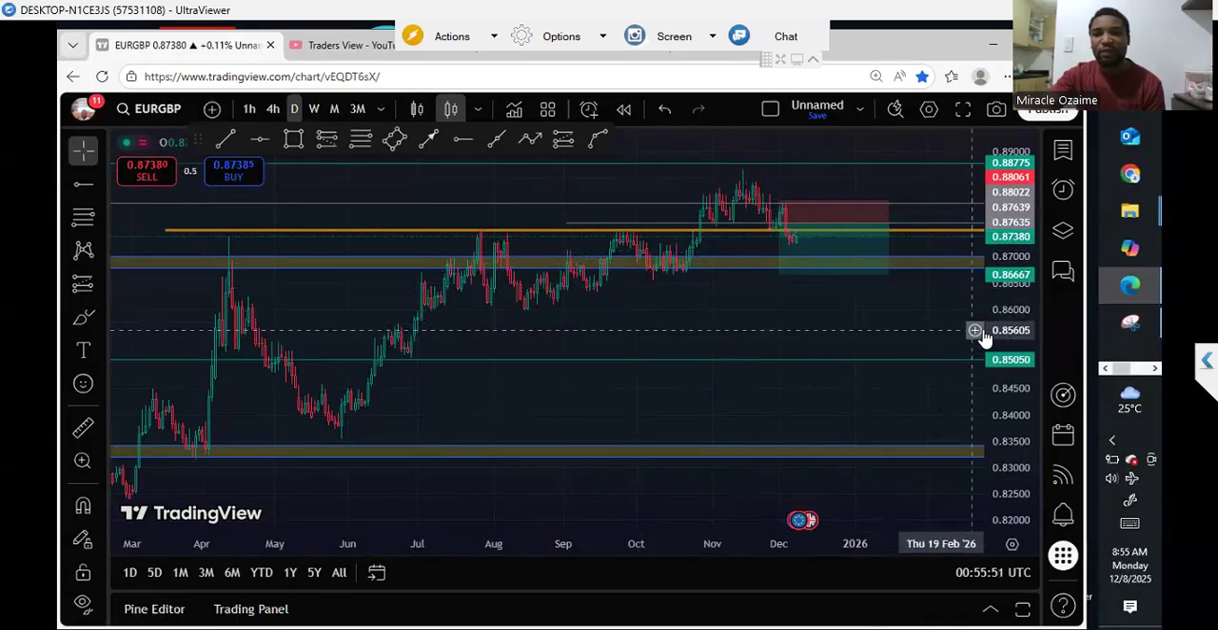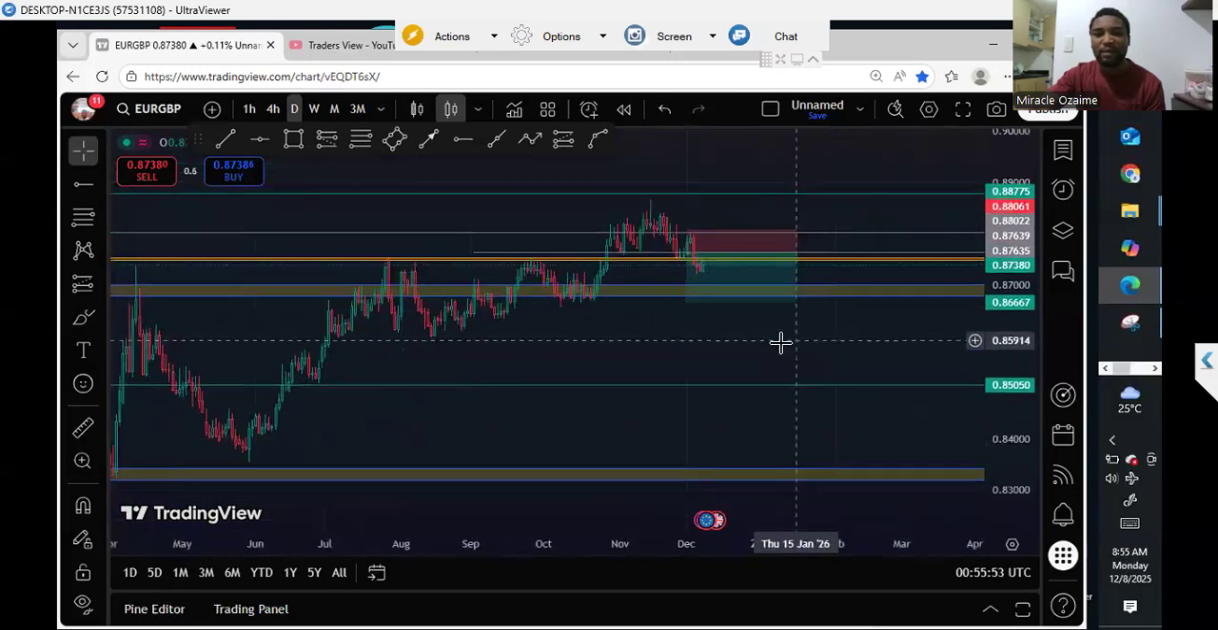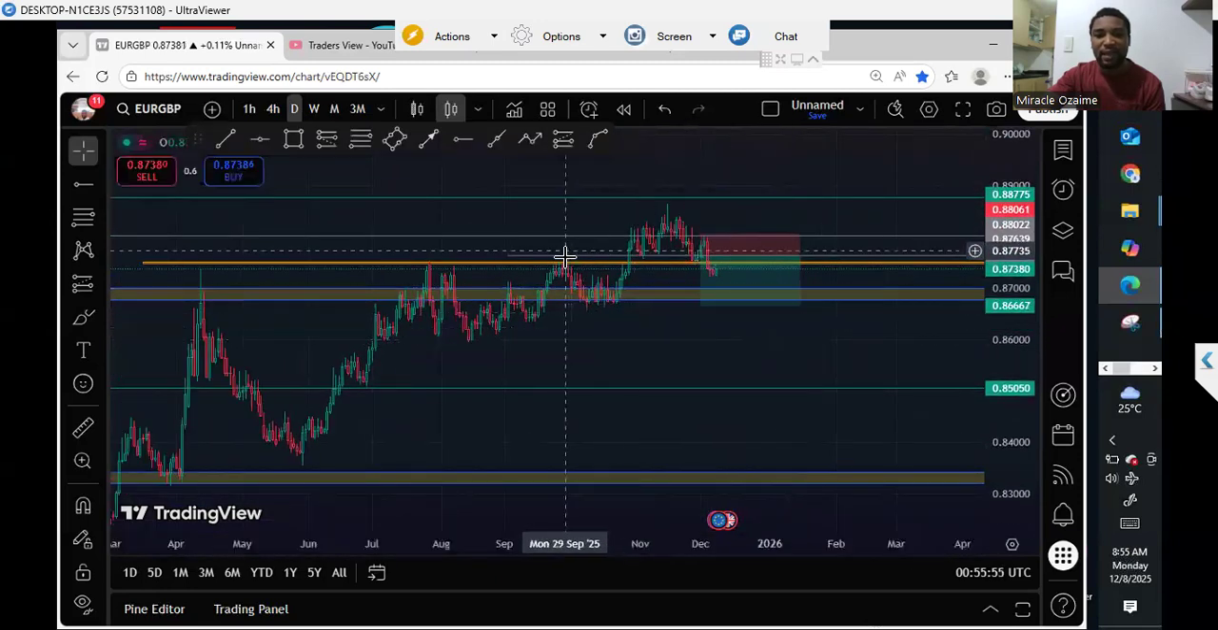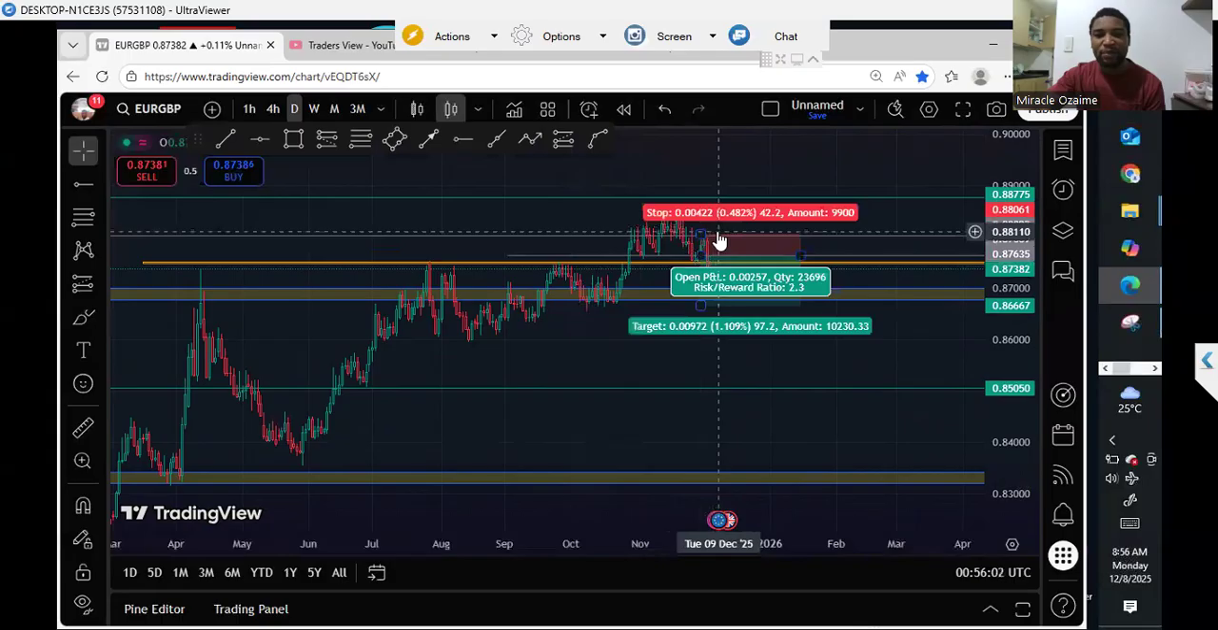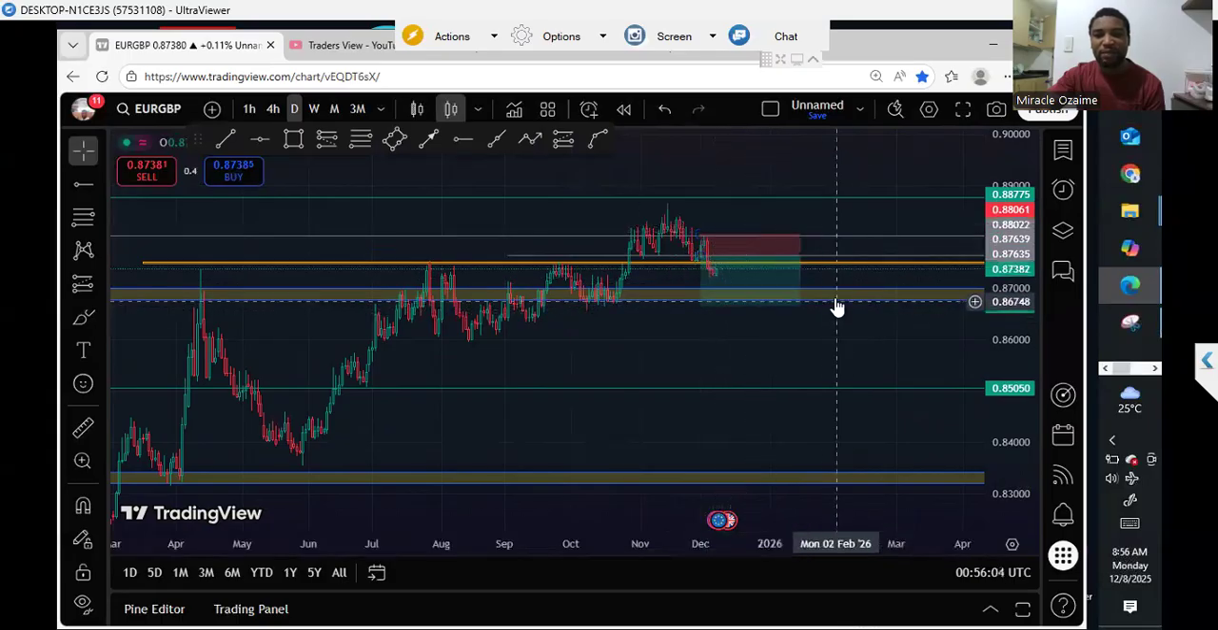So I'm looking for price to come back and test the neckline. This is the neckline region around this area. This is the neckline region. That is why I placed my stop loss around this area, and my TP is going to be around this zone. So that's what I could see on price as of the moment.